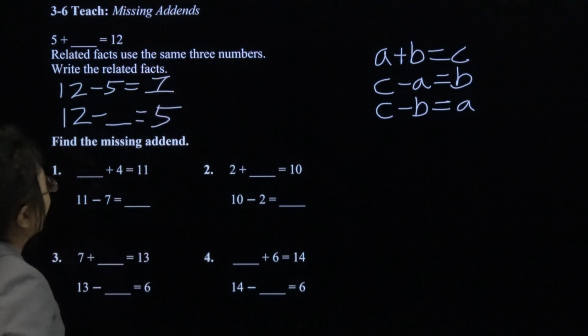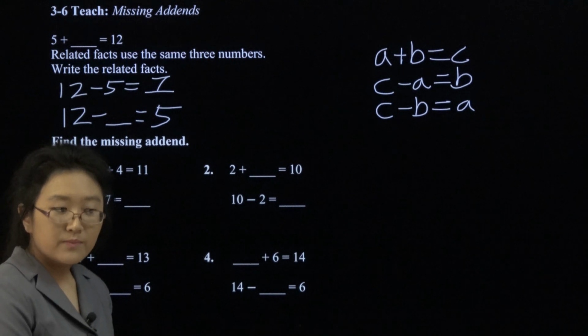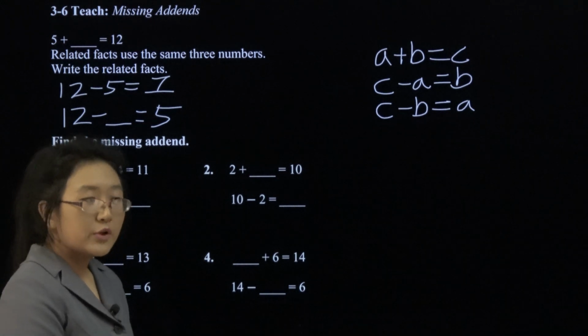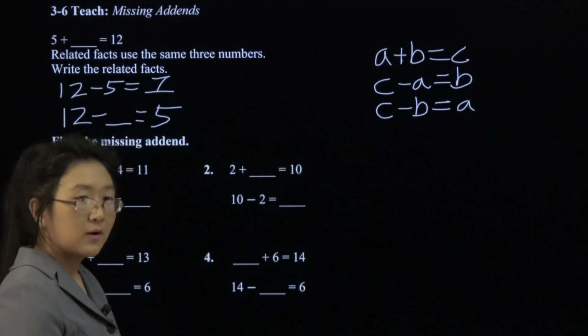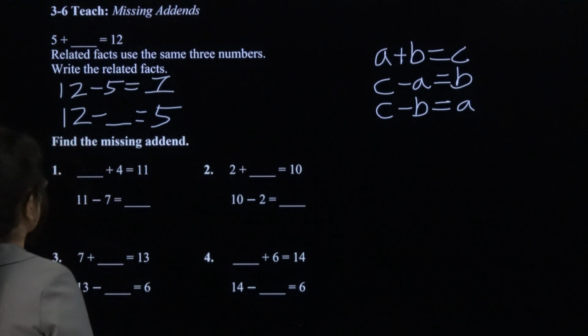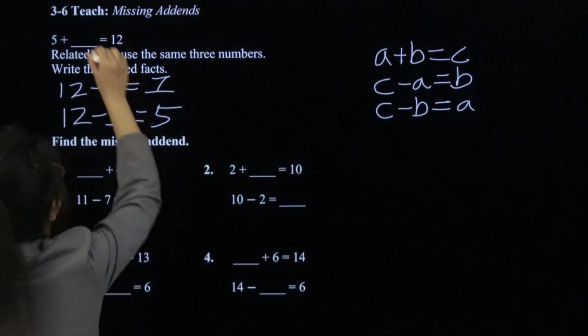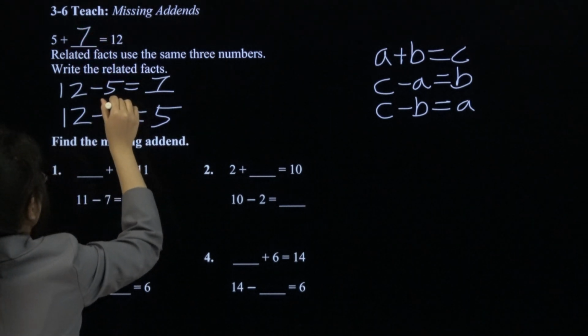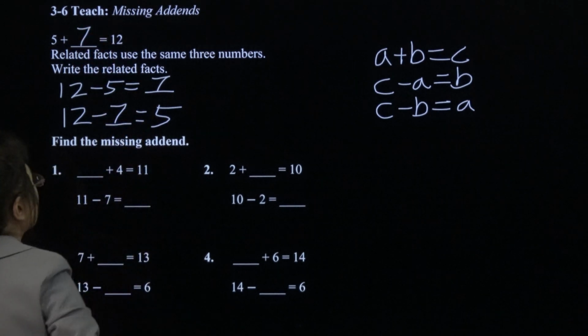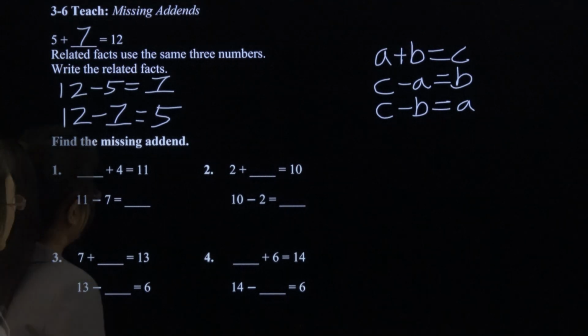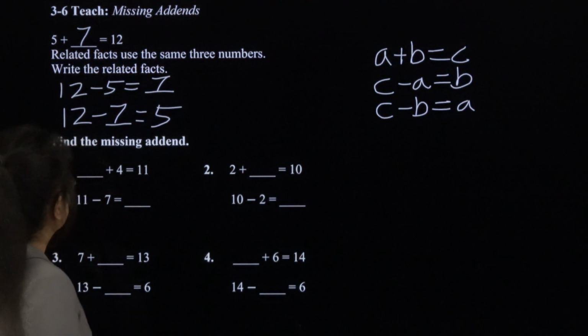So 12 minus 5 equals 7. Or, if you've remembered your addition facts, you would remember that 5 plus 7 equals 12. So 12 minus 7 equals 5. So let's do some practice problems.